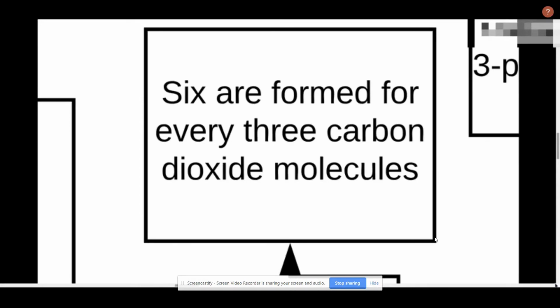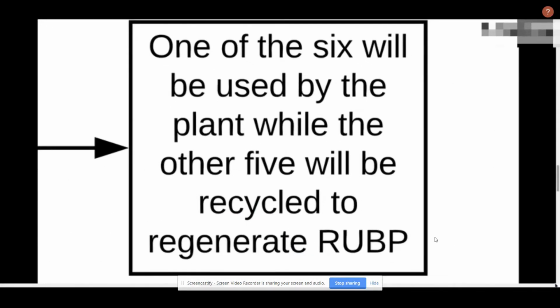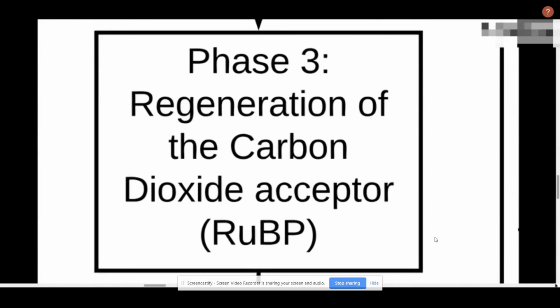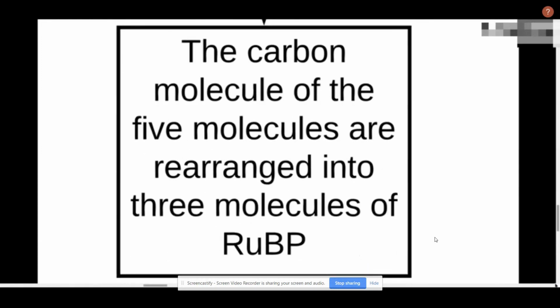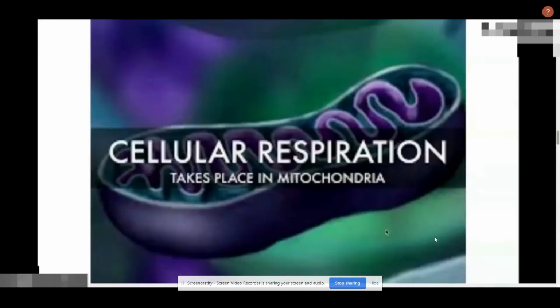These molecules are formed for every 3 carbon dioxide molecules. One of these 6 will be used by the plant, while the other 5 will be recycled to regenerate RuBP. Phase 3 is the regeneration of the carbon dioxide acceptor, which is RuBP. The carbon atoms of the 5 molecules are rearranged into 3 molecules of RuBP.